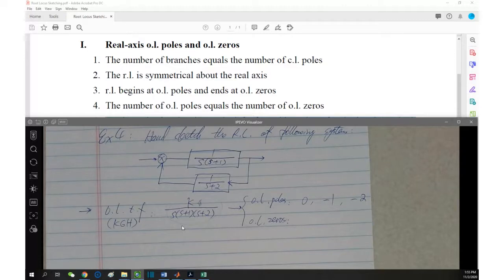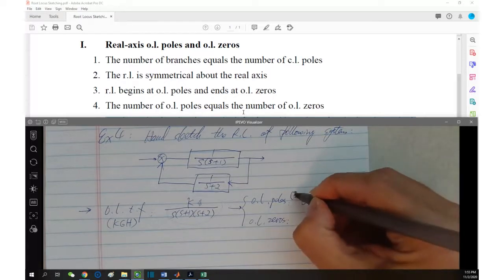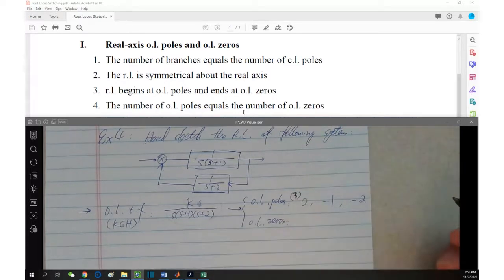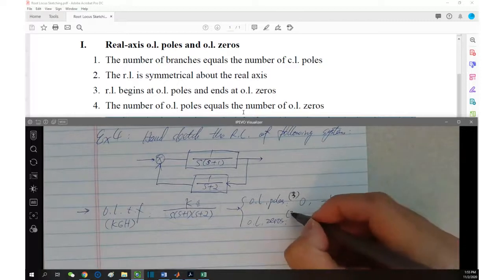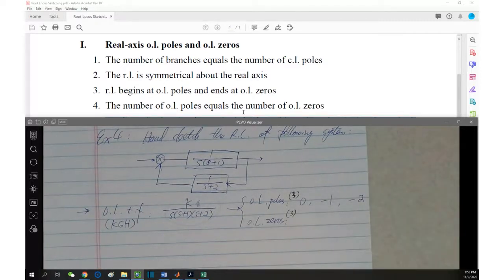However, you need to read here. Number 4 is saying the number of open loop poles equals the number of open loop zeros. And we know we have 3 open loop poles. Therefore, what? We must have 3 open loop zeros. And who are they? This is a little bit tricky. Once again, open loop poles are starting points, remember this, and open loop zeros are ending points. Where are the ending points?